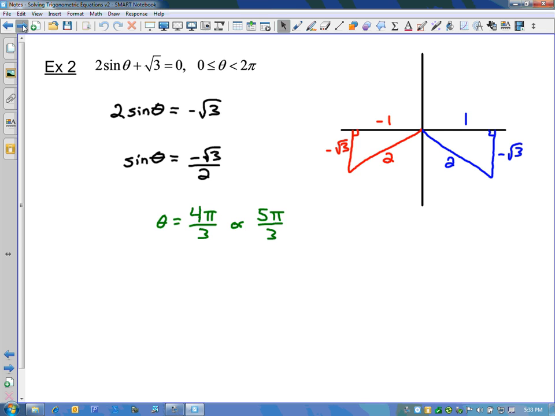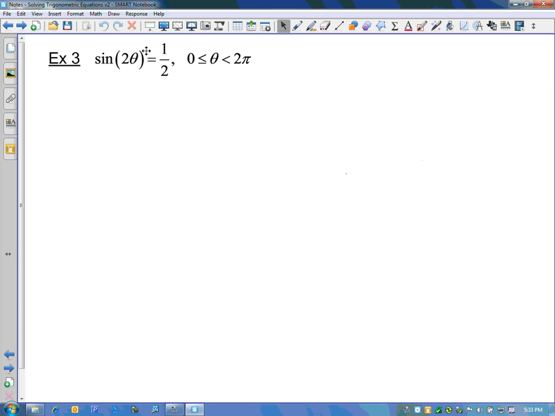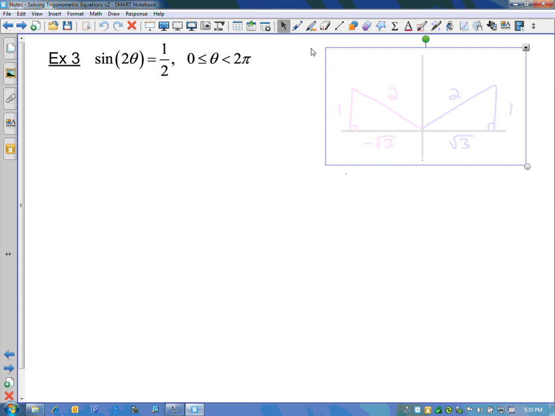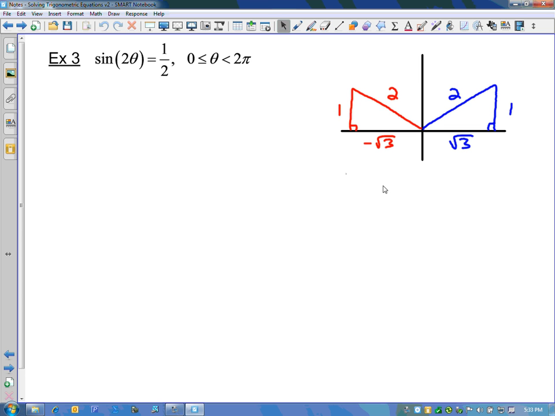Okay, for our third example, now we have an argument that is not just theta. So we're going to see that extra little bit of work we're going to need to do. First of all, it is already in the form that we want. It's the function of an argument equals a value. So visually, we want sine to be positive. We know that that's going to happen in quadrants 1 and 2. So this is what the triangles would look like. And we should recognize by now that this is a 30, 60, 90 triangle. However, this time our reference angle is the 30-degree angle because it's opposite the 1.